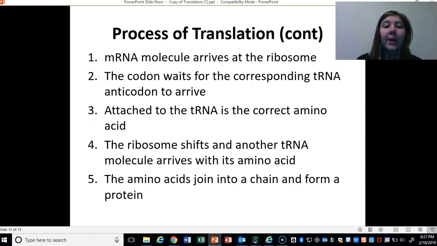Step 4, the ribosome is going to shift. It's going to move over to the next codon so that now we have an available space for the next tRNA to come in. And then the amino acids will join into a chain and eventually form a protein. So you might see the term polypeptide, and that is the chain of amino acids. Proteins cannot function unless they are folded into their 3-dimensional shape, which hopefully you remember from our unit on enzymes.